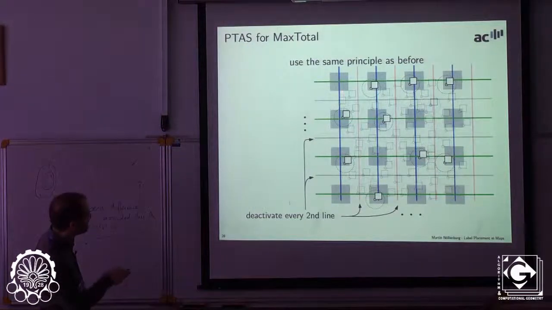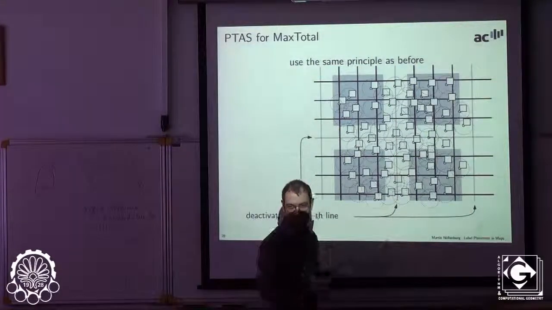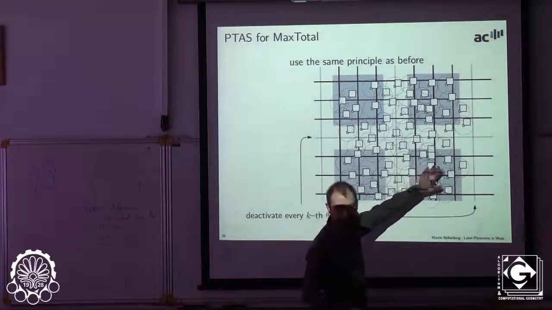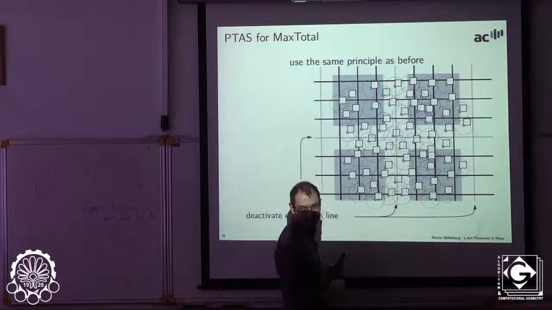So here this is what we've done so far. Every second line is deactivated, but now you can take every kth line, delete it from the set, and then every one of those gray squares is independent from each other, because they are so far away that no label here can have a conflict here.